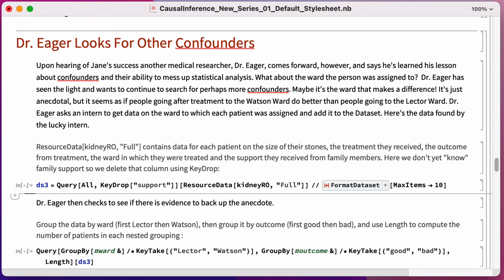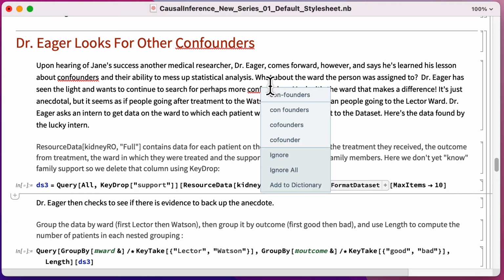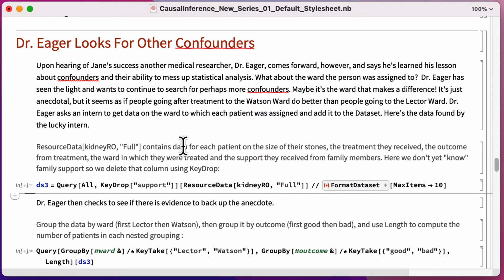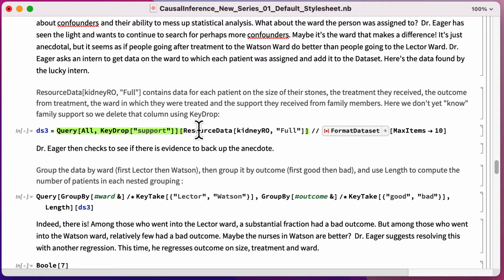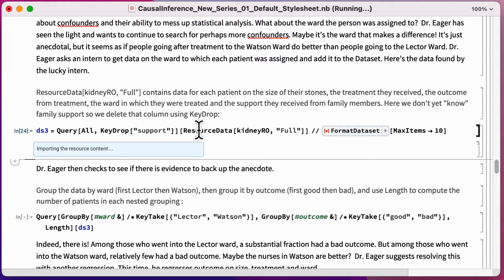Now enter Dr. Eager. Dr. Eager sees how successful Jane has been in untangling causation and thinking about confounders, and he thinks, you know what? Maybe the ward the person is assigned to makes a difference. He should search for other factors that might matter. And so Dr. Eager asks some unlucky intern to get the data on which ward each of those patients was assigned to and add it to the data set. So let's see what that intern found here.